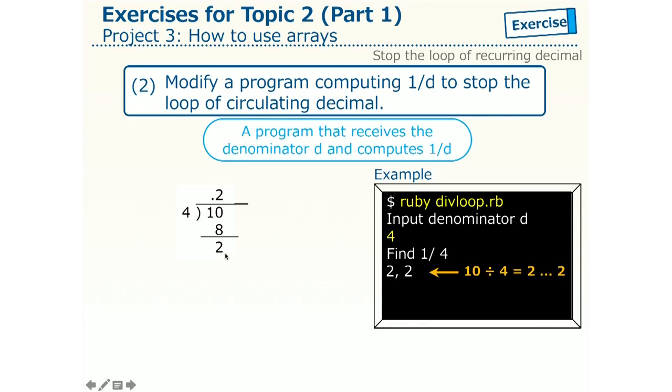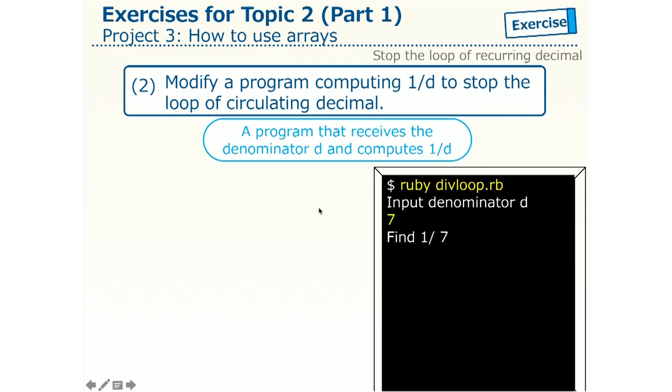Next, this remainder is multiplied by 10 and then divided by 4, yielding quotient 5. And in this case, null remainder. Again, the computer outputs like this for this division. Now, no remainder is left, so the computation terminates. This is what the program divloop.rb does. So by going through the first numbers, we know the answer of this division is 0.25.